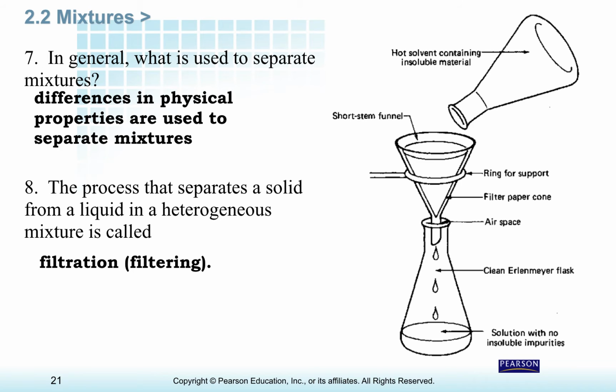And on the right, you see how we would filter in lab. Get yourself a funnel, get yourself your mixture, put some filter paper inside, and you pour it through, and the solid would stay in the filter paper and the liquid would go through. That's really how coffee works, because the coffee grounds stay in the filter and the liquid soluble coffee will then go into the water.